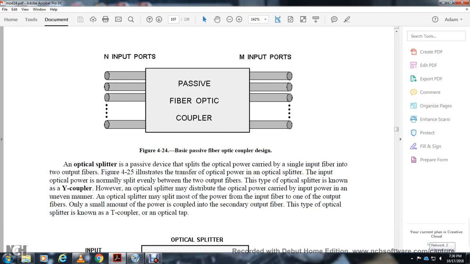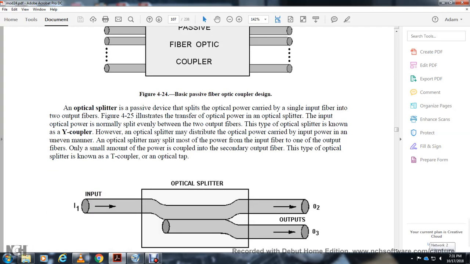Input optical power is normally split evenly between the two output fibers. The type of the optical splitter is normally a wide coupler. However, the optical splitter may distribute the optical power carried by the input fiber in any given manner. The optical splitter may split most of the power from the input fiber to one of the output fibers, with only a small amount of power coupled to the secondary output fiber. This type of optical splitter is known as a T-coupler or an optical tap. The input, optical splitter, the outputs.